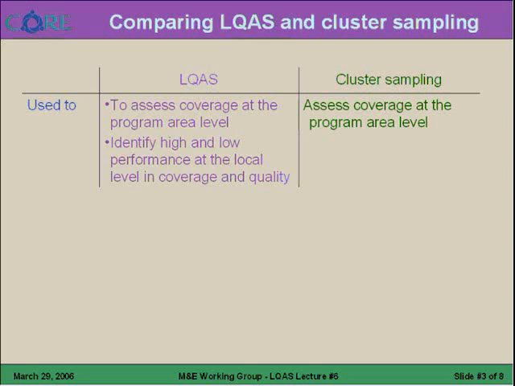I can then look to see if any of the supervision areas within the program area have high or low coverage, or low performance, so that maybe the average for the program area masks substantial variation in measles coverage within the program area. If I do identify this with LQAS, then I can shift management resources to those areas requiring more attention because their performance is not as good.